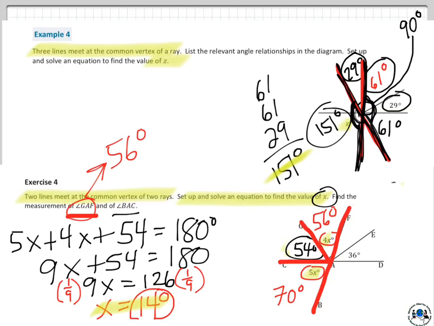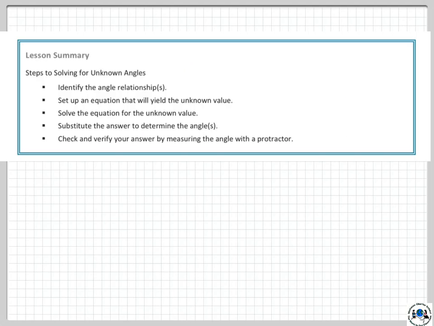So there we go. We have solved for both of those. Oops, not 56, but 70 degrees. Okay. All righty, here we go.